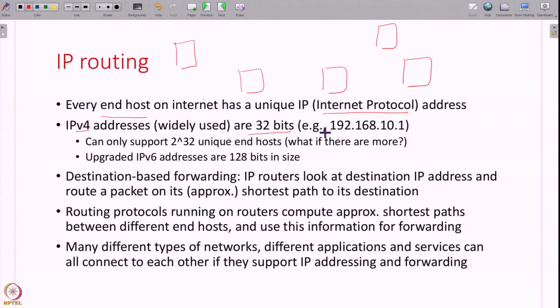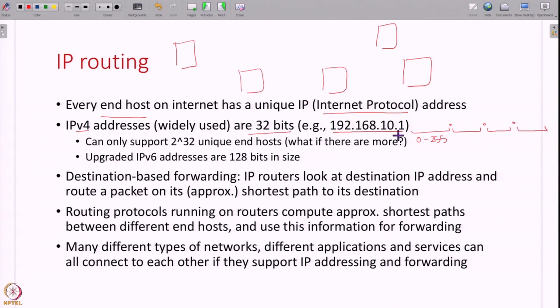Okay? And the way you write it is something like this, you take these 32 bits, split it into 4 groups of 8 bits each, and each group of 8 bits will be a number between 0 and 255 in decimal, and then you will take this number dot this number dot this number dot this number, and that is how you will represent an IP address in the dotted decimal notation. But inside this notation, if you look at it, it is nothing but a string of 32 bits.